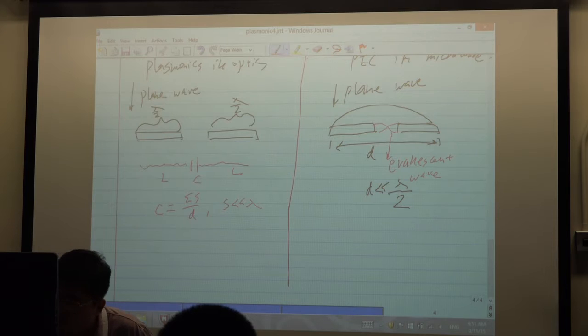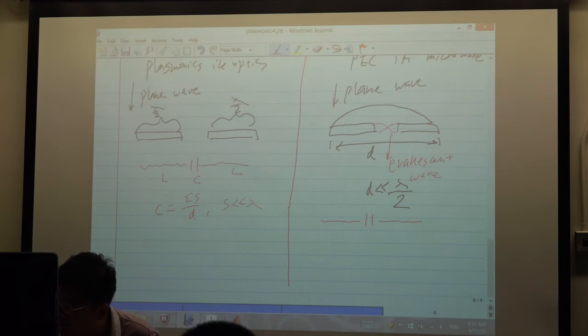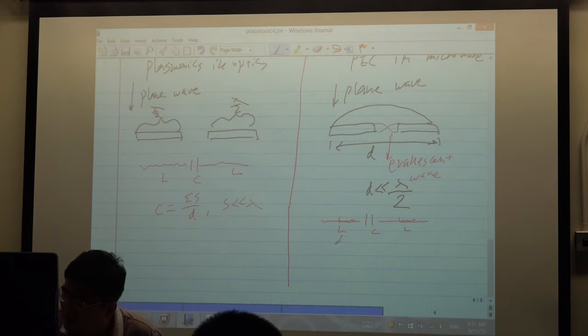So the method is resonance. But you also can use LC circuit. This is L, this is C. But the LC value is different. Why is L so small, almost zero? You can understand this LC as somewhat like circuit.